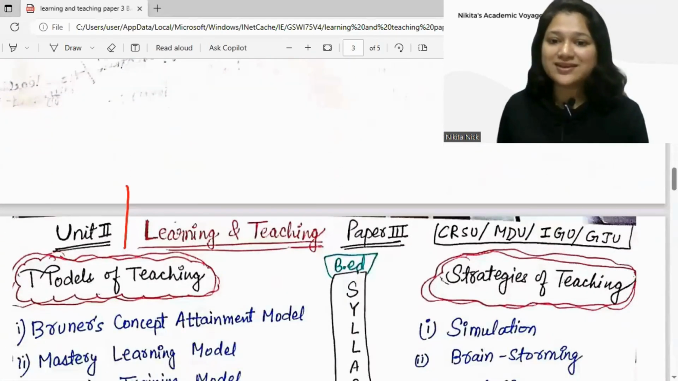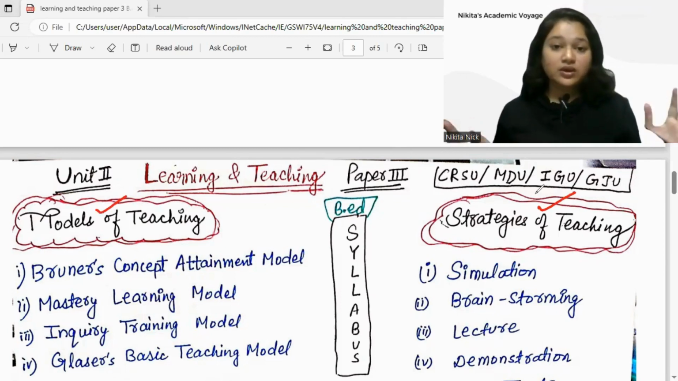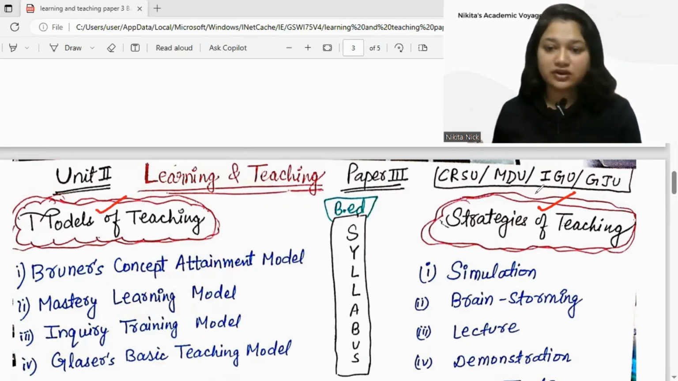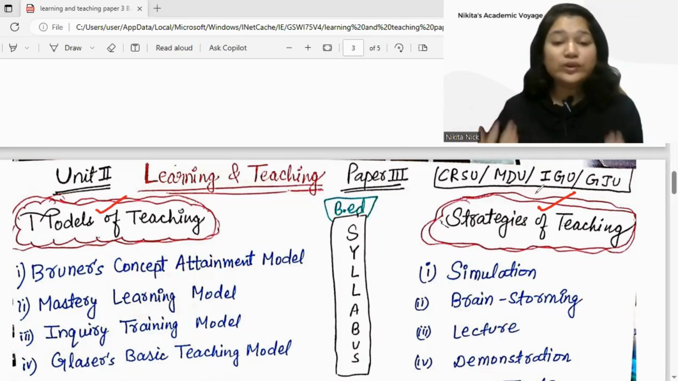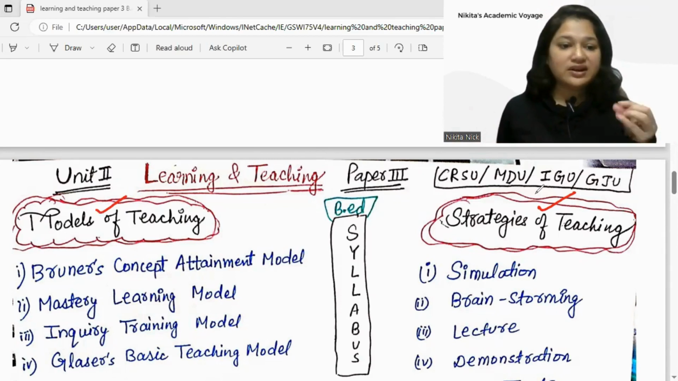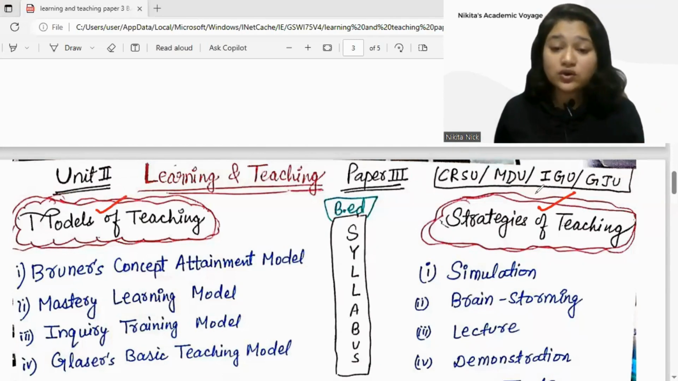Now we are going to see unit number 2. What is in unit number 2? Unit number 2 is related to models of teaching and strategies of teaching. You can prepare any one of them, either models of teaching or strategies of teaching, depending on which you are comfortable with. If you are comfortable with models of teaching, learn about all these models related to Brunner's mastery learning model, inquiry learning training model, Glasser's basic teaching model, good to go. If you can't do this, then go for strategies of teaching.